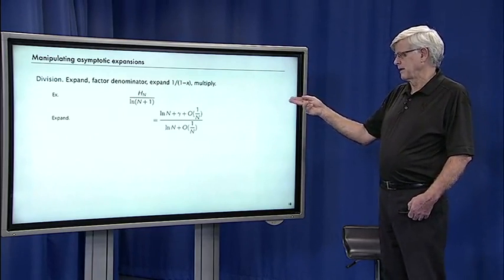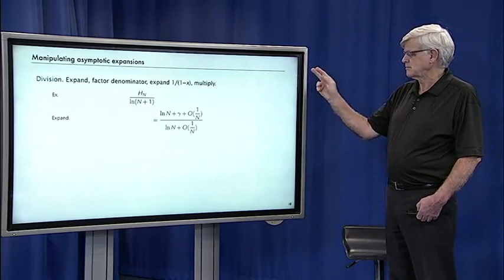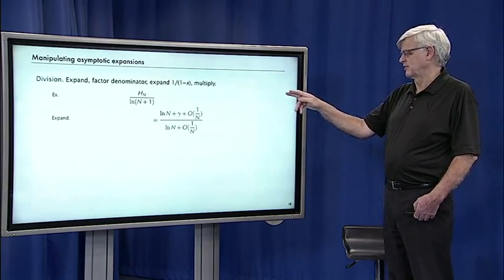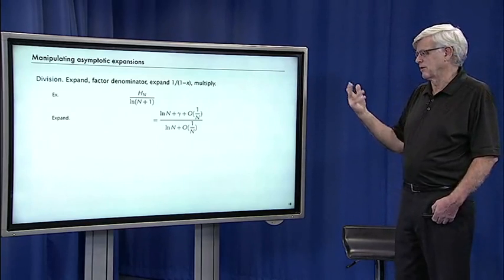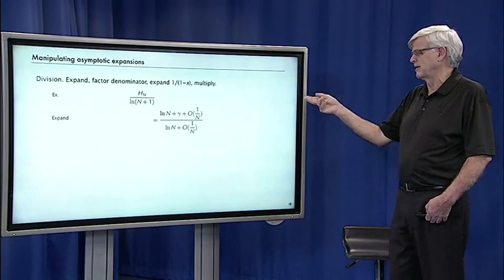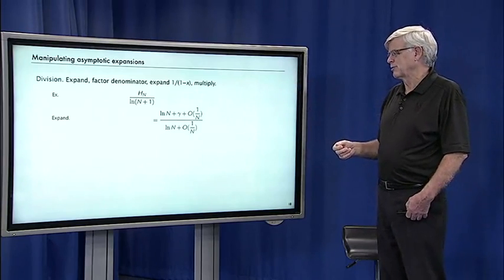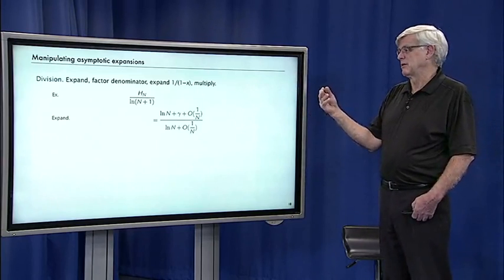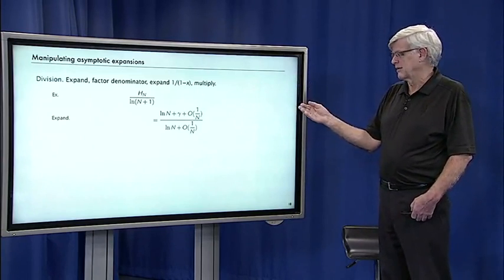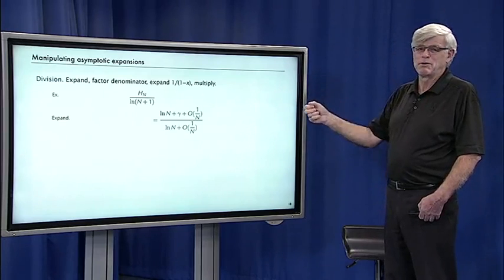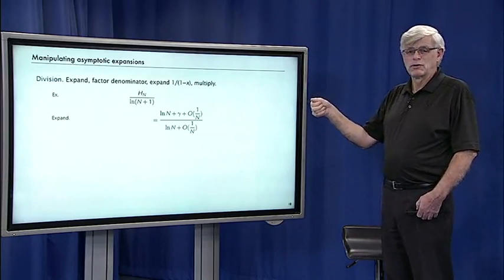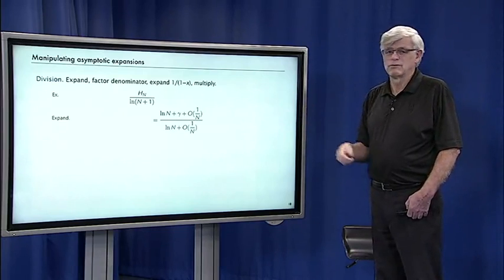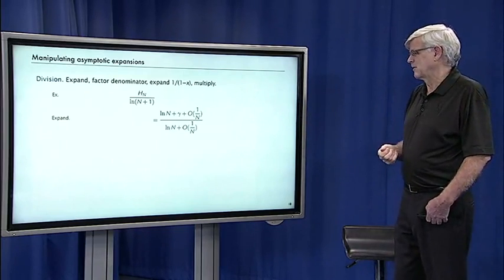H of n is log n plus gamma plus O of 1 over n. That's the approximation that we've been using for H of n. Natural log of n plus 1, factor out a log n, and it becomes natural log of n plus natural log of 1 plus 1 over n. Natural log of 1 plus 1 over n is big O of 1 over n, just from Taylor.